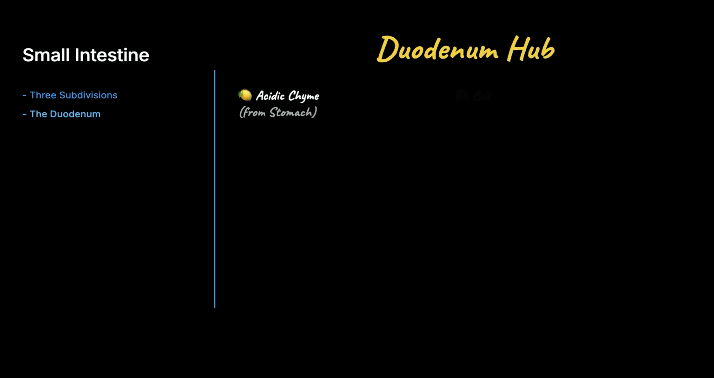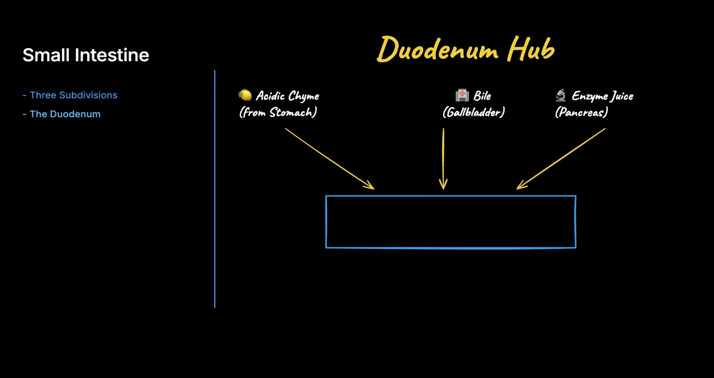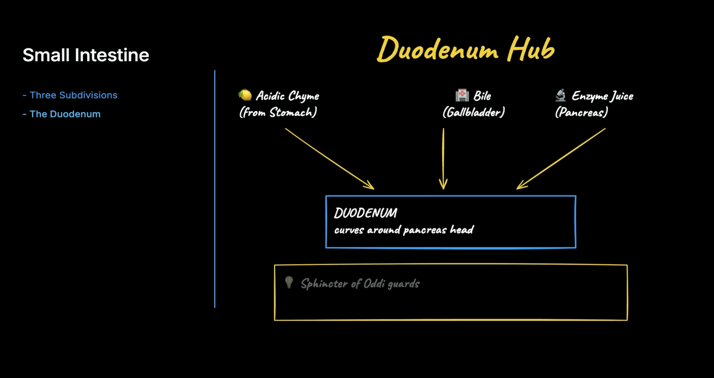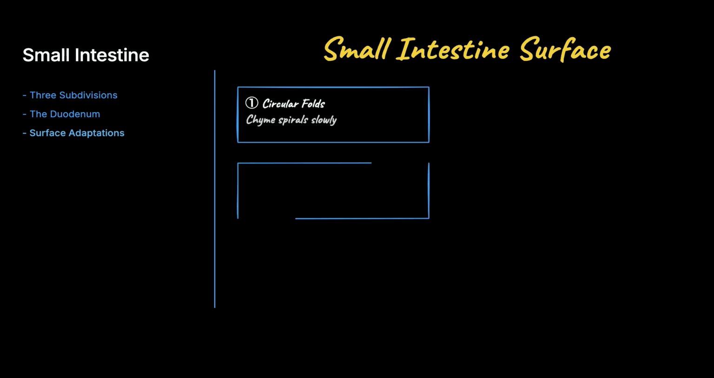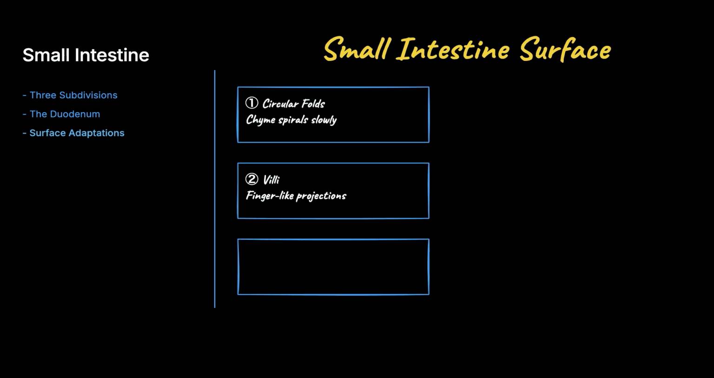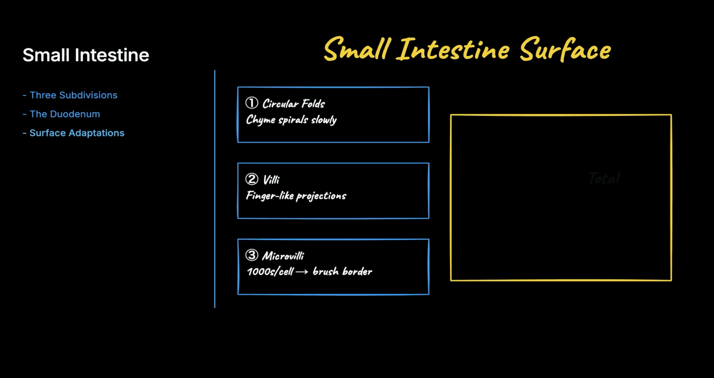The duodenum is the busiest chemical hub of digestion. Curving around the pancreas head, it receives 3 streams: acidic chyme from the stomach, bile from the gallbladder, and enzyme-rich juice from the pancreas. The bile and pancreatic ducts usually join, guarded by a muscular valve called the sphincter of Oddi. To absorb efficiently, the small intestine maximizes surface area with 3 nested folds.